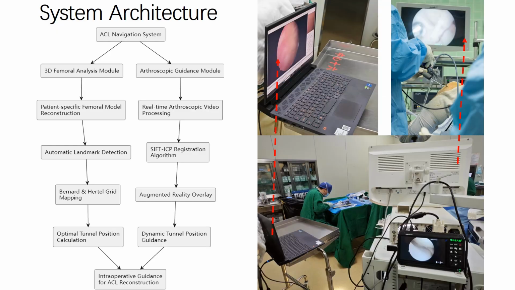Our anterior cruciate ligament navigation system integrates two parallel modules working seamlessly together. The 3D femoral analysis module reconstructs patient-specific models and calculates optimal tunnel positions using automatic landmark detection and Bernard and Hurdle grid mapping. Meanwhile, the arthroscopic guidance module processes live video using SIFT-ICP registration to provide augmented reality guidance. This markerless approach delivers precise intraoperative navigation without disrupting standard surgical workflow.